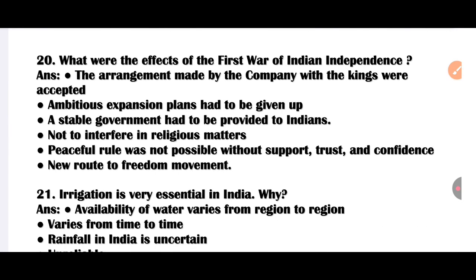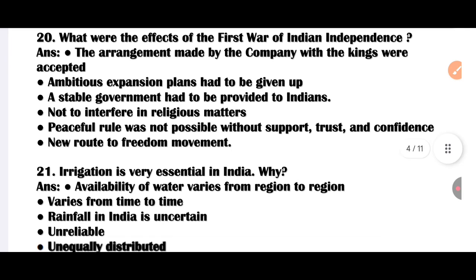What were the effects of First War of Indian independence? The arrangement made by company with the kings were accepted. Ambitious expansion plans had to be given up. A stable government had to be provided to Indians, not to interfere in religious matters. Peaceful rule was not possible without support, trust, and confidence. New route to freedom movement.